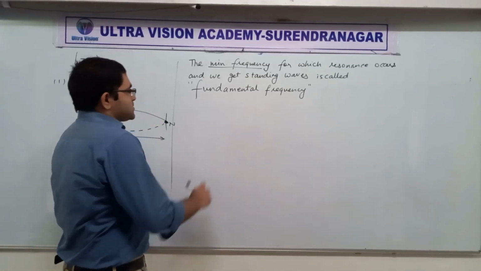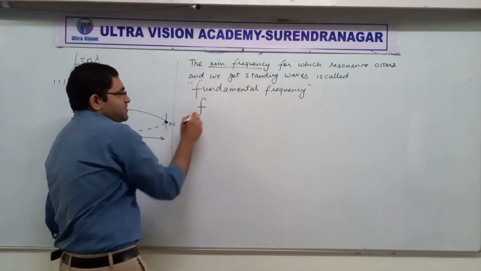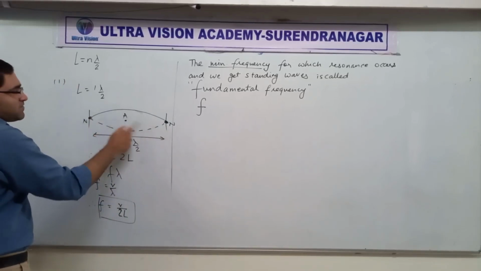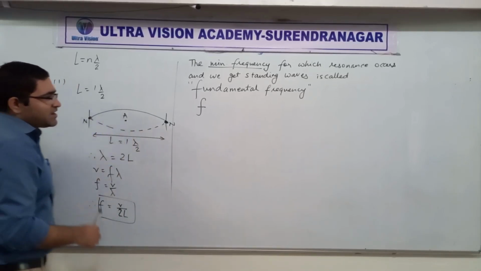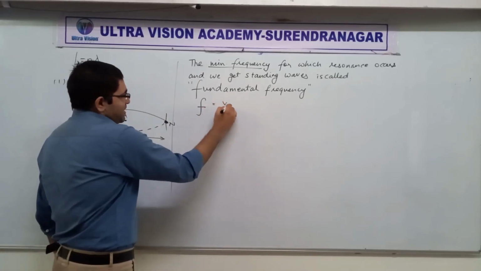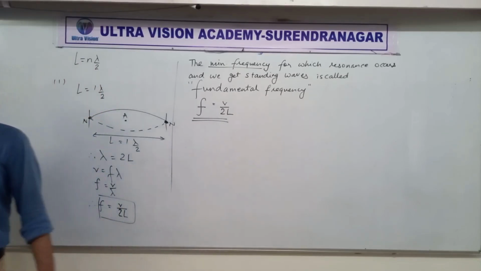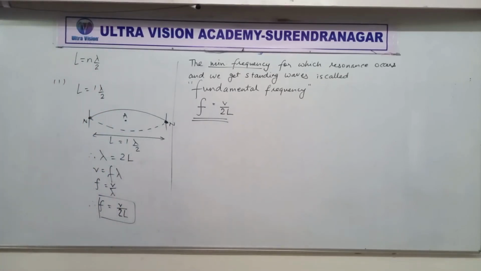So what's the formula of the fundamental frequency of a string that is tied at both ends? It is V by 2L. Clear? Fundamental frequency is V by 2L. Understood so far?